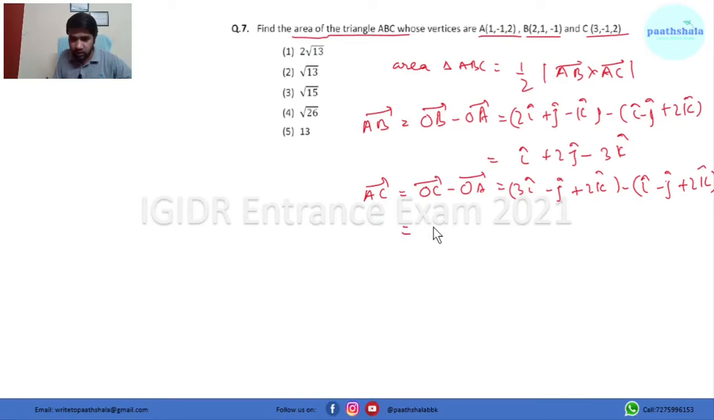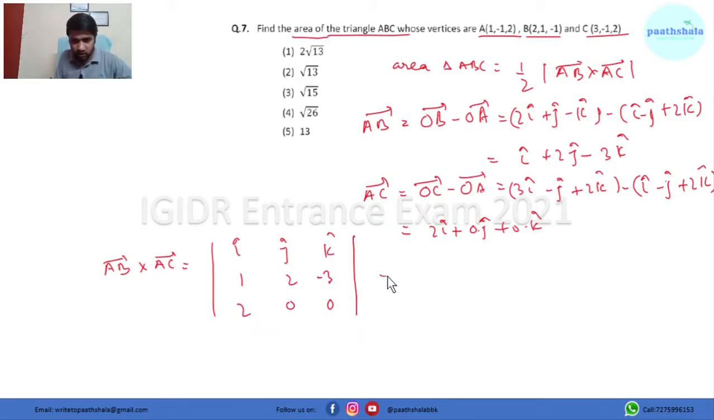So you will get here 2i cap. The minus j and plus j will cancel out, so this will come out to be plus 0 j cap. Similarly, 2k and 2k get eliminated, so this will be 0 k cap. Now find AB cross AC. So AB cross AC will be this determinant with i cap, j cap, and k cap, and we have to put the values of AB, then AC. Their coefficients are 1, 2, and minus 3, and here 2, 0, 0.